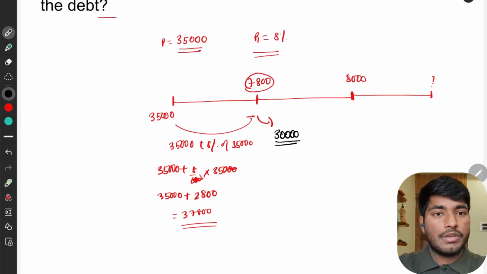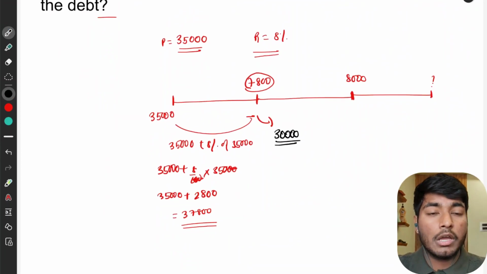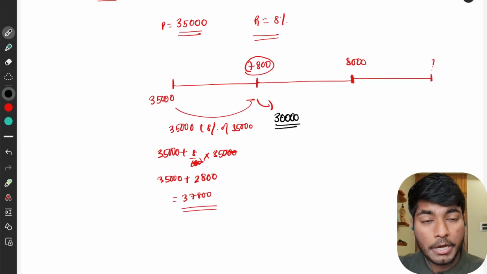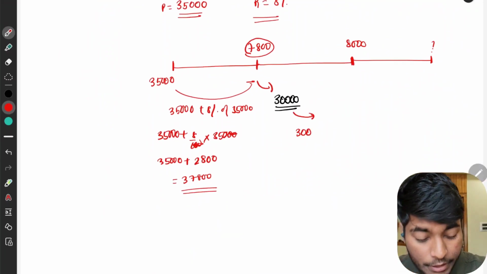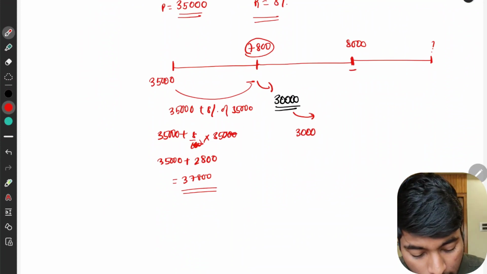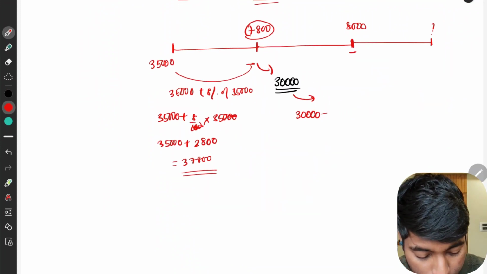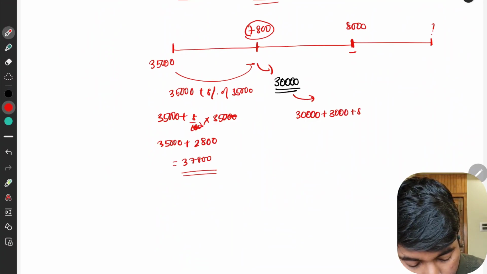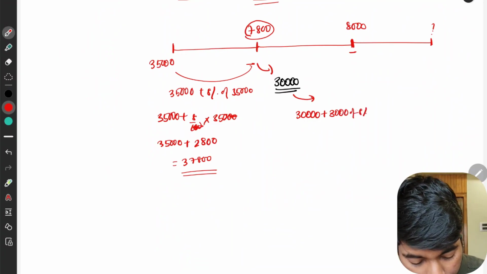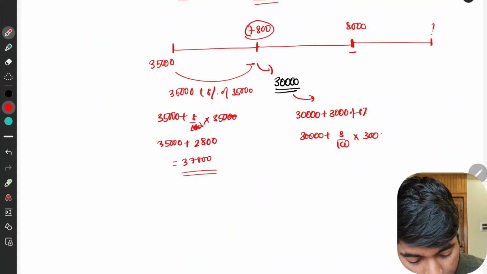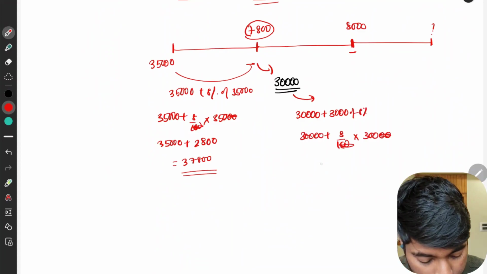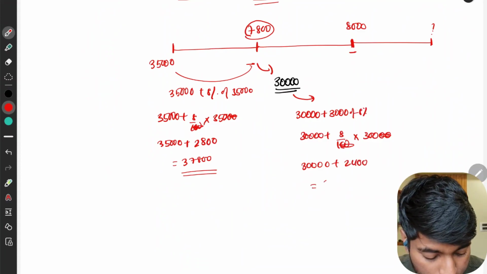So for the next year, 8% will be applied on what? 8% will be applied on 30,000. So at the end of second year, what is the amount I have to pay? I have to pay 30,000 plus 8% of 30,000. So that will be equal to 30,000 plus 8 by 100 of 30,000. That gets cancelled here, so that is equal to 30,000 plus 2,400, which is equal to 32,400.